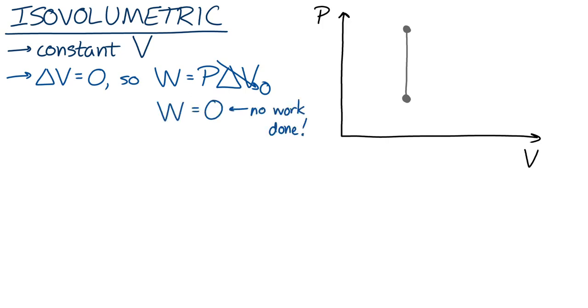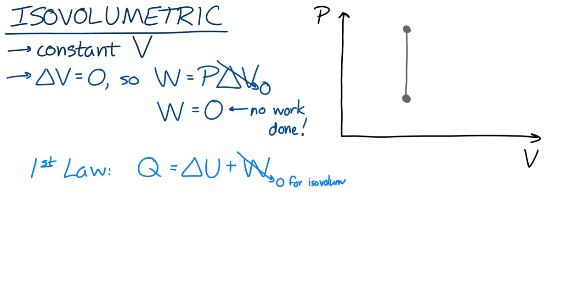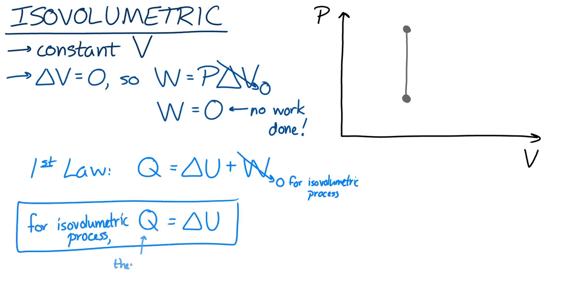So if we go to the first law, Q is equal to the change in the internal energy plus the work. But in an isovolumetric process, the work is zero. So in that case, Q is equal to delta U. The thermal energy that's transferred to the system is equal to the change in the internal energy of the system.